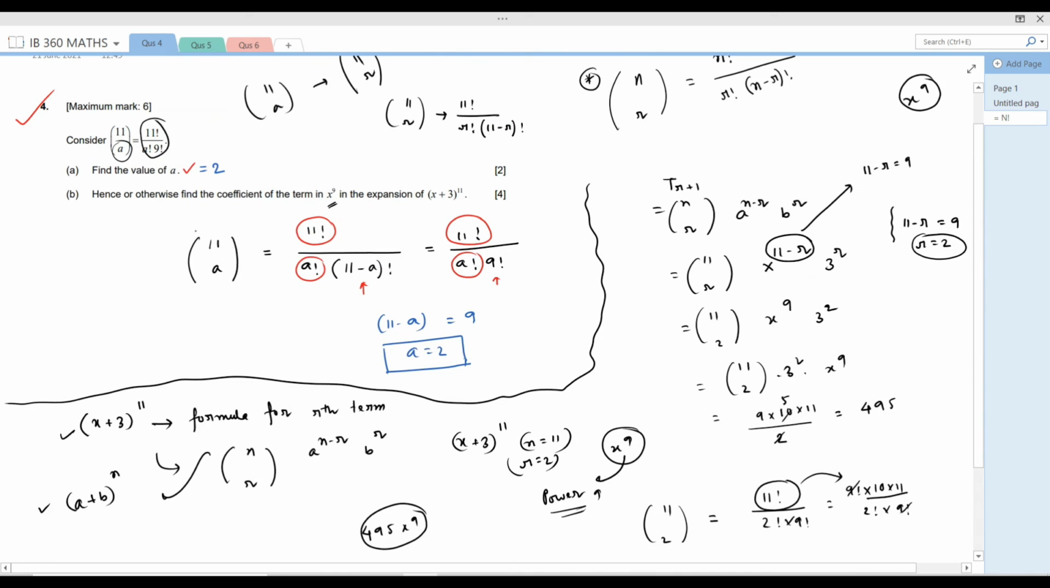So, hence or otherwise, find the coefficient of the term x to the power 9 in the expansion of x plus 1 whole to the power 11. The answer is 495. So in this way you need to calculate this.